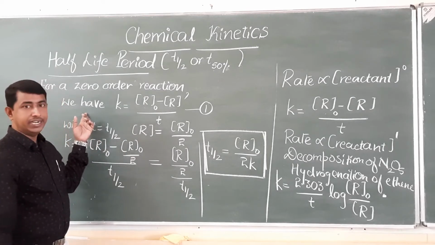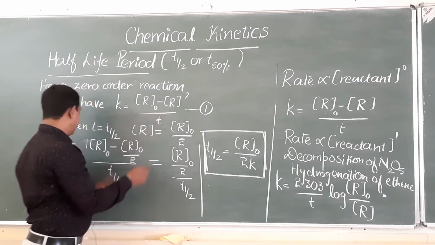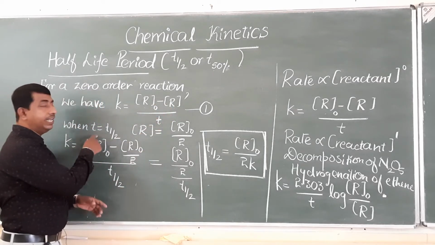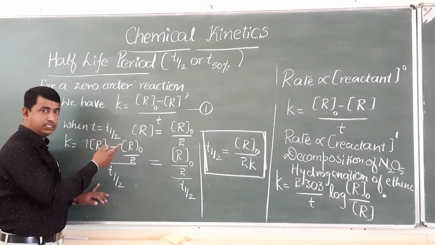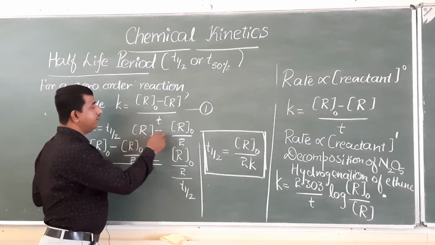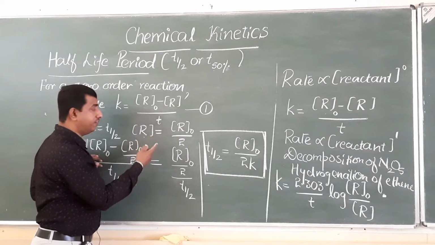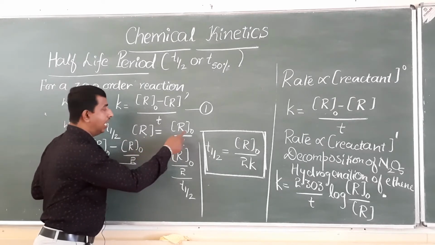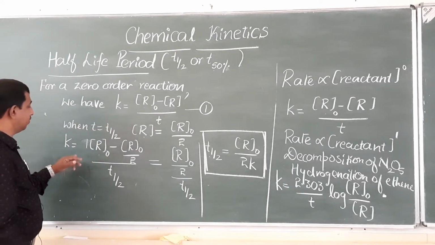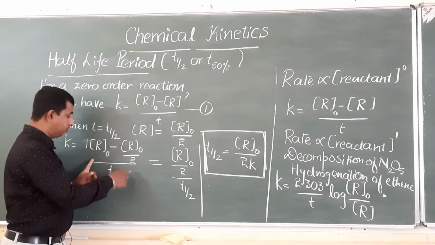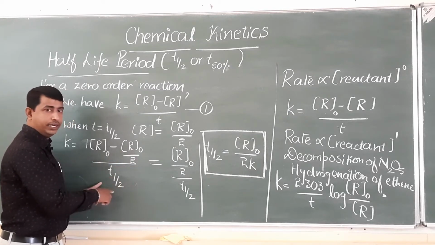You have to take the integrated rate equation, K is equal to (R naught minus R) by T. Use the condition: when T equals T half, that is for the first half-life period, means for 50% completion, the remaining value will be R naught by 2. Initial value is R naught. Amount of the reactant left is R naught by 2. Substitute the values in the expression. So we get K equal to (R naught minus R naught by 2) by T half, correct?